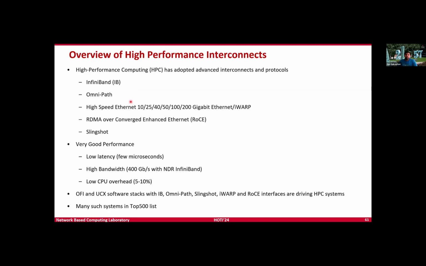So if you look at high-performance interconnects, the first few that come to mind are InfiniBand, OmniPath, high-speed Ethernet, Slingshot, so on and so forth. There are a few characteristics that define a high-speed interconnect. So high bandwidth, low latency are no-brainers. A third one is actually low CPU overhead. Why is low CPU overhead so important?